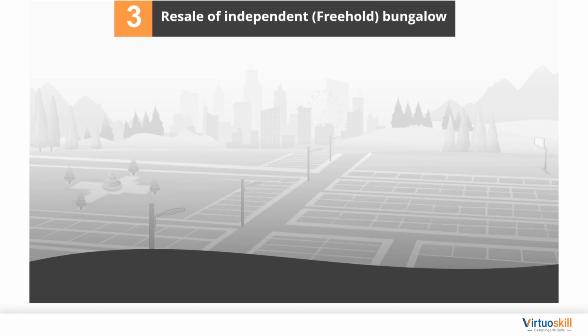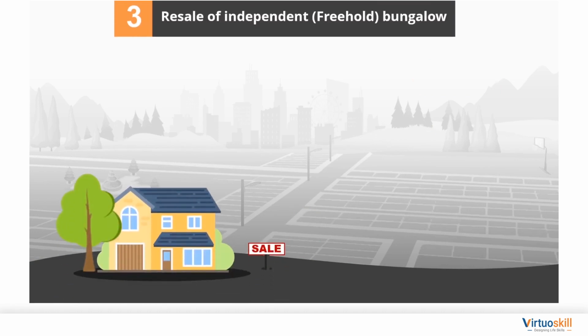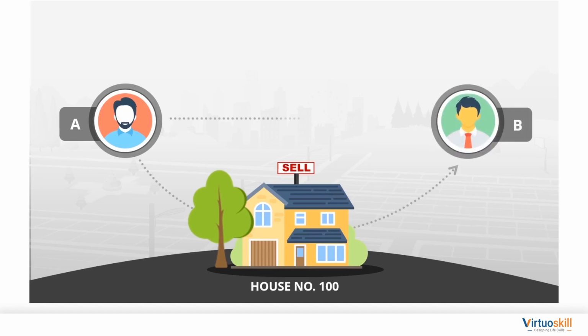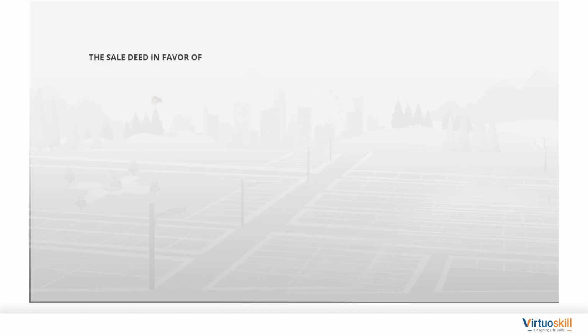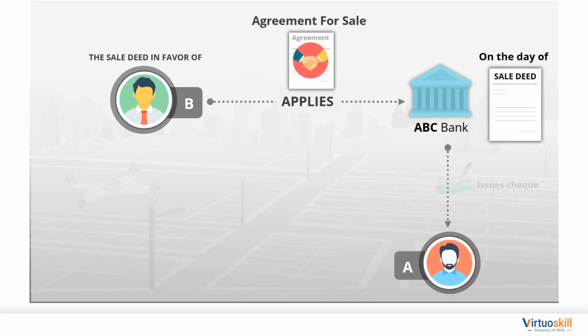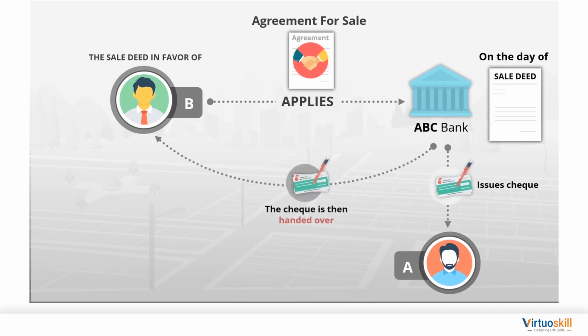The third is when there is a resale of independent bungalow in a freehold land. Let us see an example. Mr. A plans to sell house number 100 to Mr. B. Mr. A enters into an agreement for sale with Mr. B. Mr. B applies to ABC Bank for a loan on the basis of the agreement for sale. On the day of the sale deed, ABC Bank issues a check in favor of Mr. A on submission of the sale deed in favor of Mr. B. The check is then handed over to Mr. A.